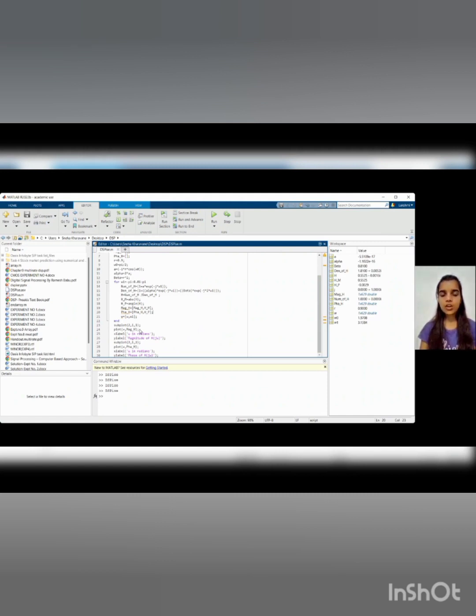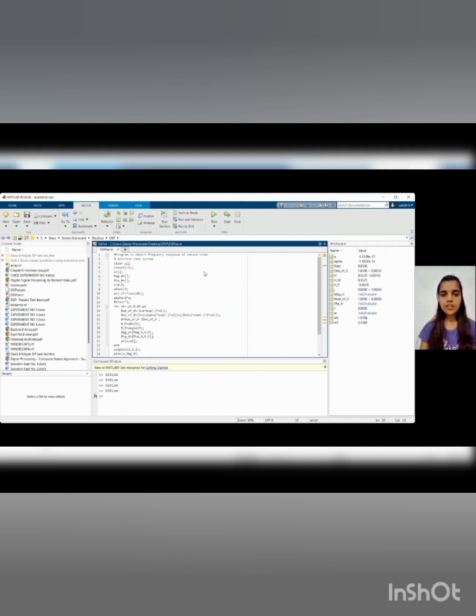Plot command is used to plot the 2D graph. Plot omega, magnitude of h. For this, x label is omega in radians. Y label is magnitude of transfer function h j omega. Subplot 2 is the command used for plotting the second graph of phase of transfer function. Plot omega, phase of h. X label is omega in radians. Y label is phase of h j omega.